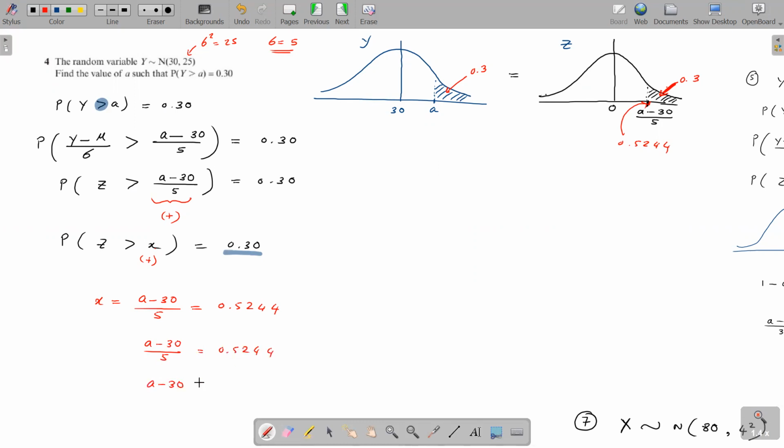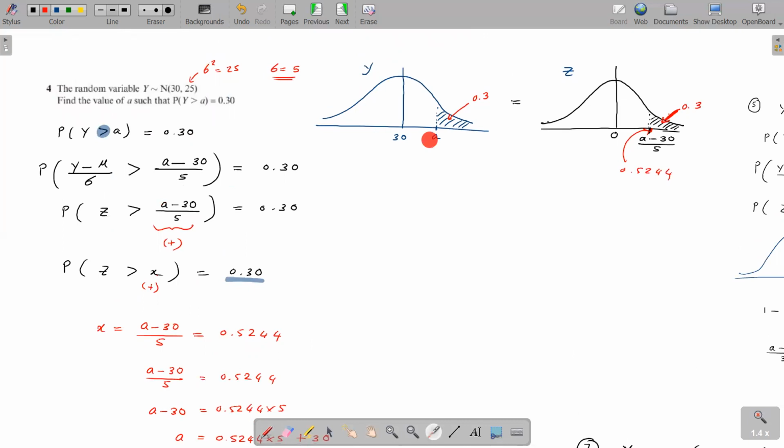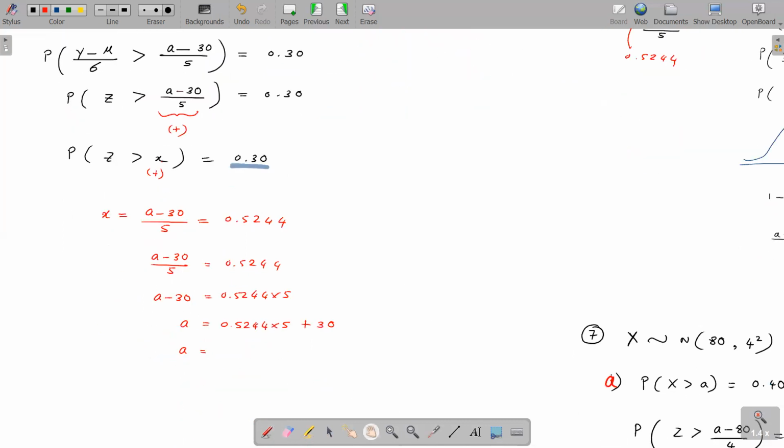A minus 30 is 0.5244 times 5, and then you add the 30, right? So what's the answer? So you should definitely see your A value bigger than 30 to make sense. Okay, so what did we get?